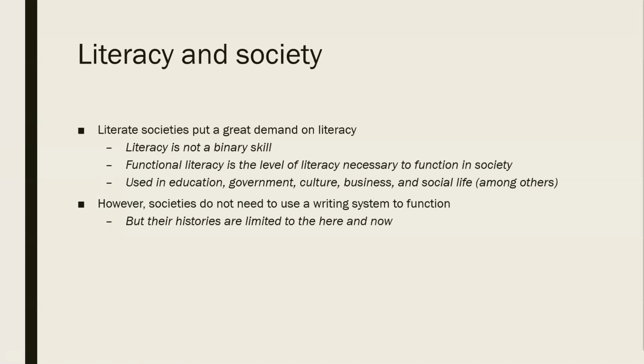So we talked about the example of the Gonja people who are able to maintain an oral history despite not using a writing system. But we did talk about how these histories are still limited in many ways, one of which is that they are limited only to the current situation, only to the here and now.